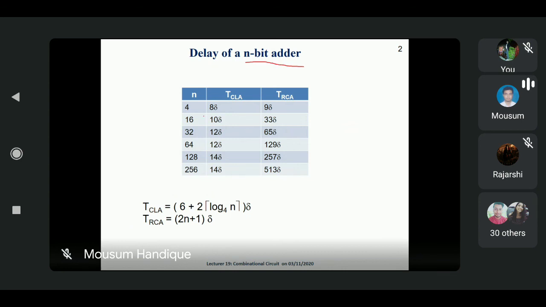Now if we go to the n-bit adder, if the number of bits is more, what happens? We are adding more levels. Suppose we are using 4 delta, then we get 8 delta. And if we are using the carry look ahead adder, CLA means carry look ahead adder.